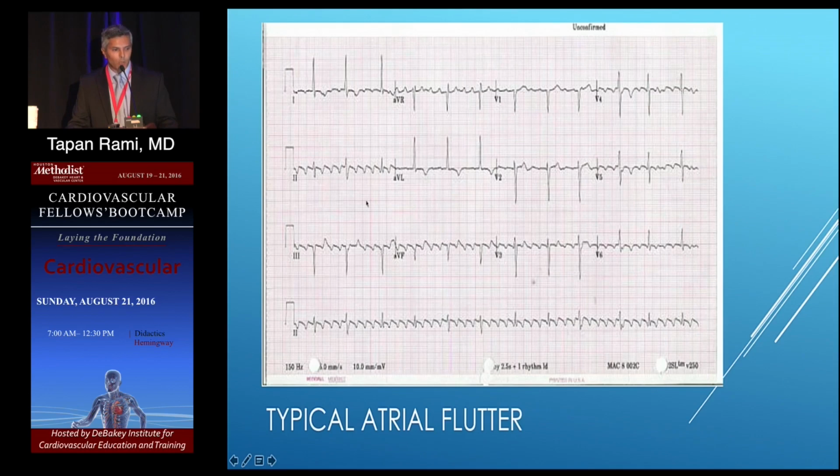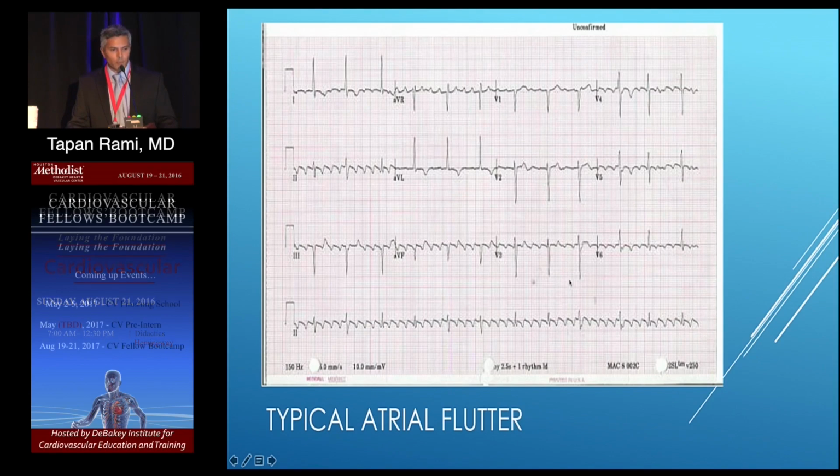This happens to be a counterclockwise atrial flutter. So there's positivity in lead V1. There's a transition point in the precordium, so around V2, V3, it becomes negative. So this is pretty classic.